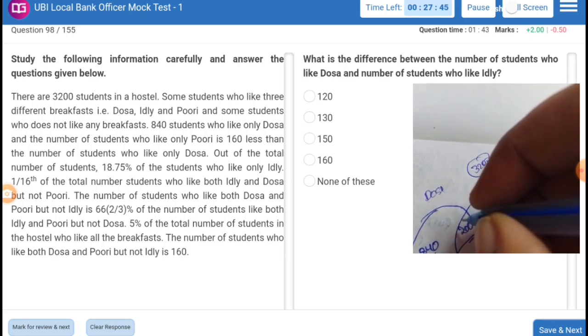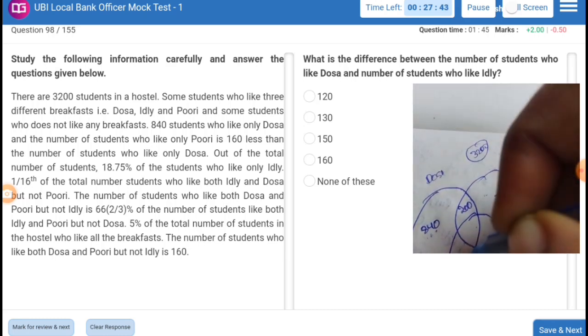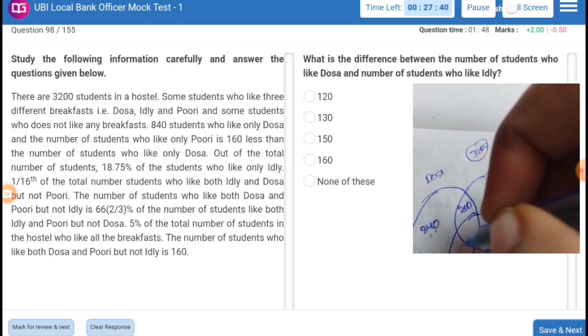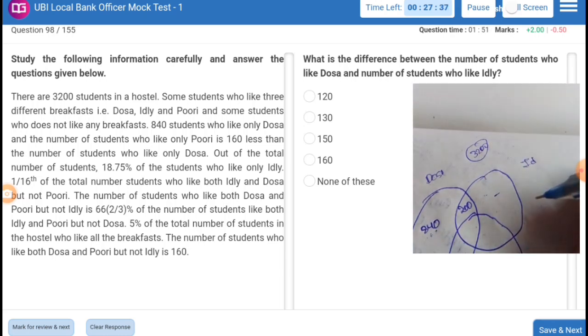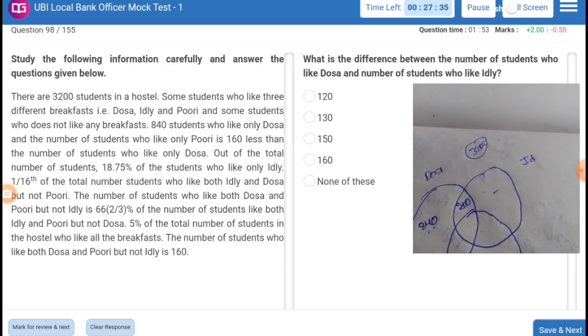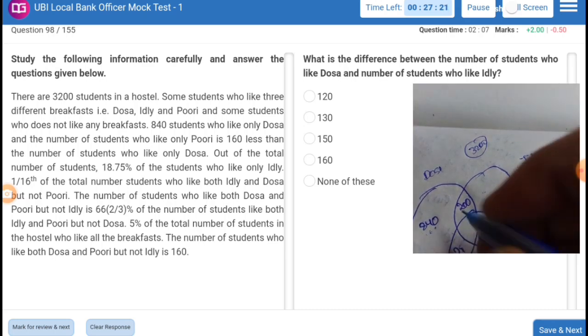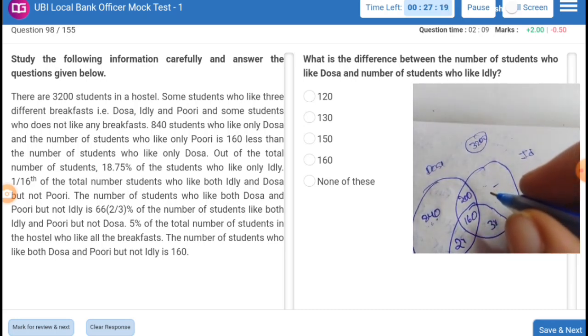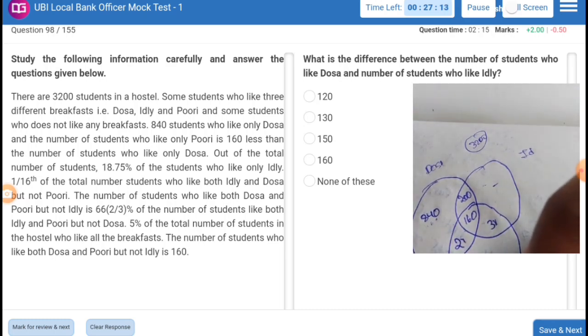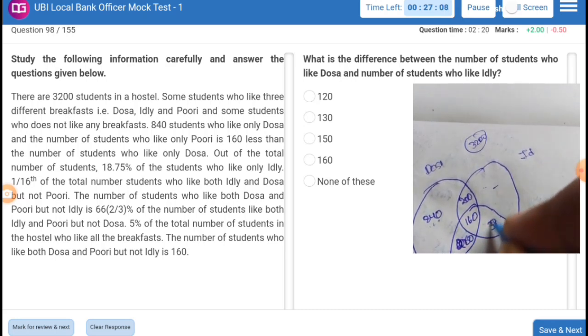The number of students both dosa and puri, idli and puri. And 5% of total number of students, 160. The number of students who like both dosa and puri but not idli is 60, 90.